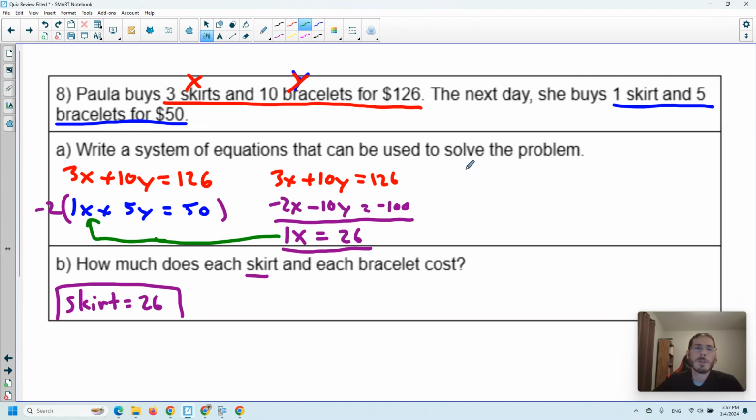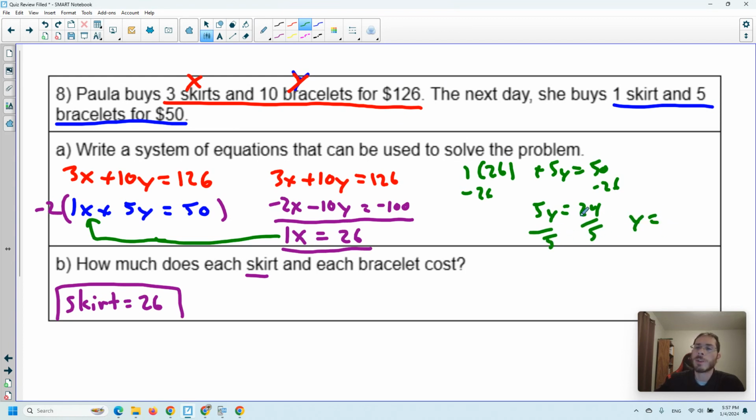So we've got 1 times 26 plus 5y equals 50. So I can subtract 26 from both sides. So I get 5y equals 24. If I divide both sides by 5, I'm going to get y equals, now this isn't going to come out nice. We're going to get 4.8.